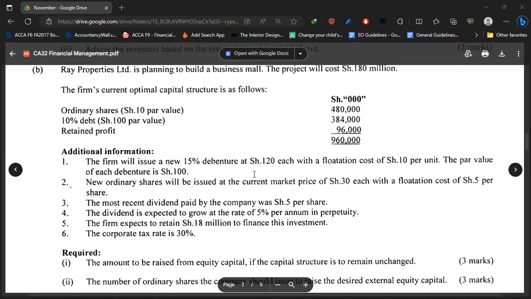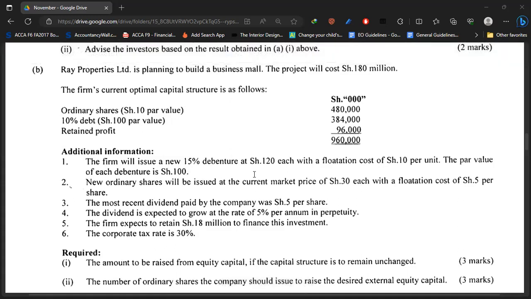Real Properties Limited is planning to build a business mall. The project will cost 180 million shillings. The firm's current optimal capital structure is as follows. Ordinary shares, 10 shillings par value, 480,000. 10% debt, 100 shillings par value, 384,000. Retained profit, 96,000. Total 960,000.